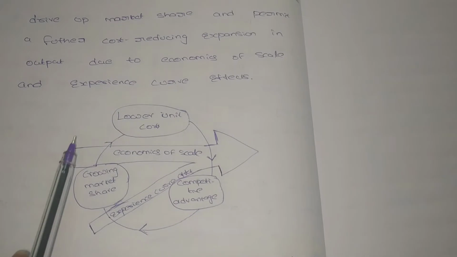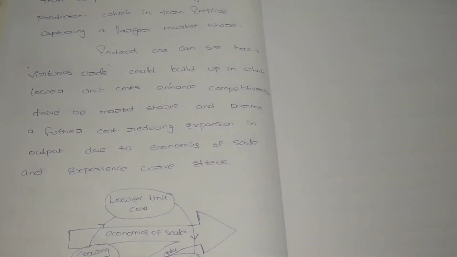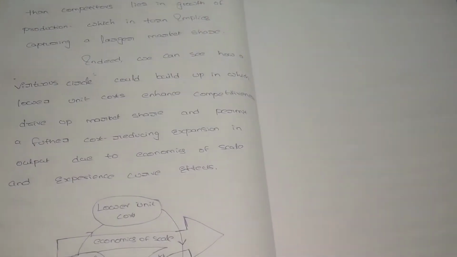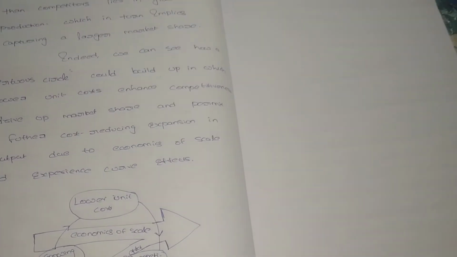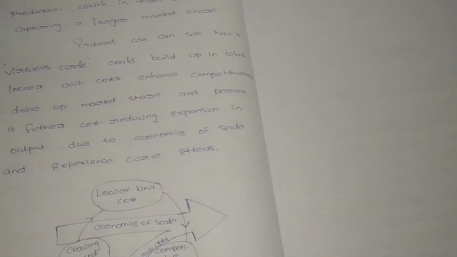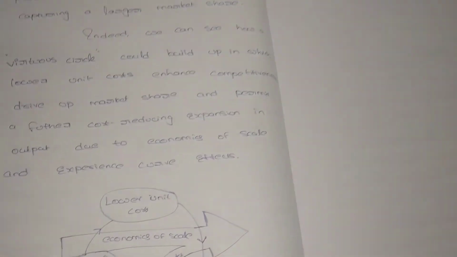This is the diagram of the virtuous cycle. When our unit cost gets lower, we can take the competitive advantage. Competitive advantage means we can produce the goods better when compared to our competitor, so we can give the goods at very reasonable prices compared to the competitor. Then only can we capture the market share.